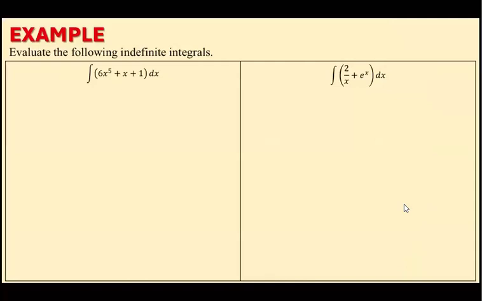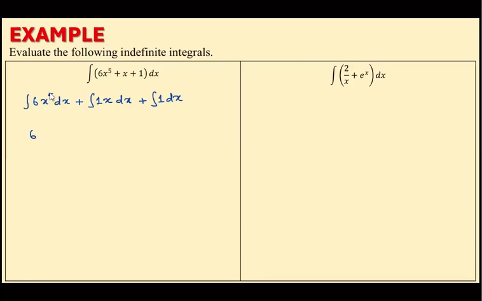Let's get started. So here I have the first two problems. We have to evaluate the following indefinite integrals. So this one, we have to integrate 6x to the 5 plus x plus 1. So I can write it like this. This is integration of 6x to the 5 with respect to x, plus integration of x, or you can write 1x, with respect to x, and then plus integration of 1 with respect to x. And then this 6 is a constant. We can write it as it is.